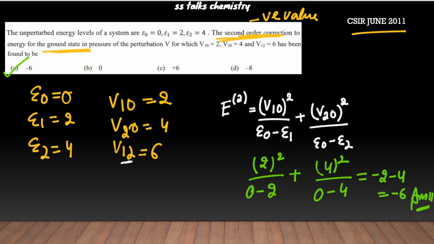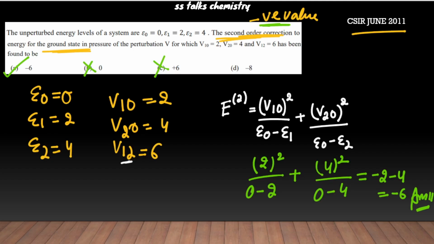Right, so from this condition only, that you are having the negative value, you could eliminate two of the options directly. B and C were eliminated. Out of A and D only, then based upon the calculations we just have to find this answer.